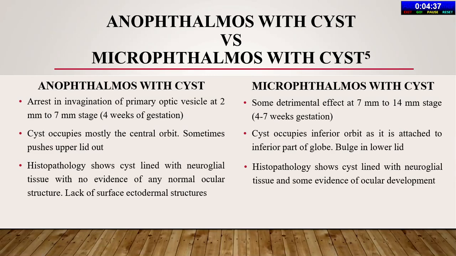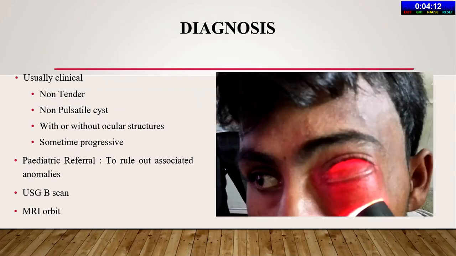The basic pathology behind the congenital cystic eye is arrest in the invagination of the primary optic vesicle. If it occurs in the 2 to 7 mm stage, it leads to an anophthalmic eye, and if it occurs in the 7 to 14 mm stage, it leads to a microphthalmic eye. The cyst occupies the central orbit in anophthalmos, whereas it occupies the inferior orbit in microphthalmos. As the name indicates, histopathology showed some amount of normal ocular development in the microphthalmic eye, whereas it does not in the anophthalmos cyst.